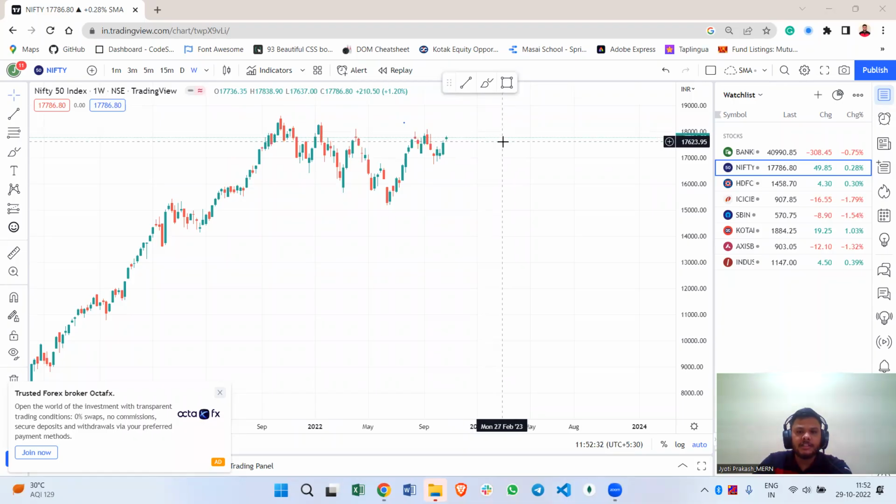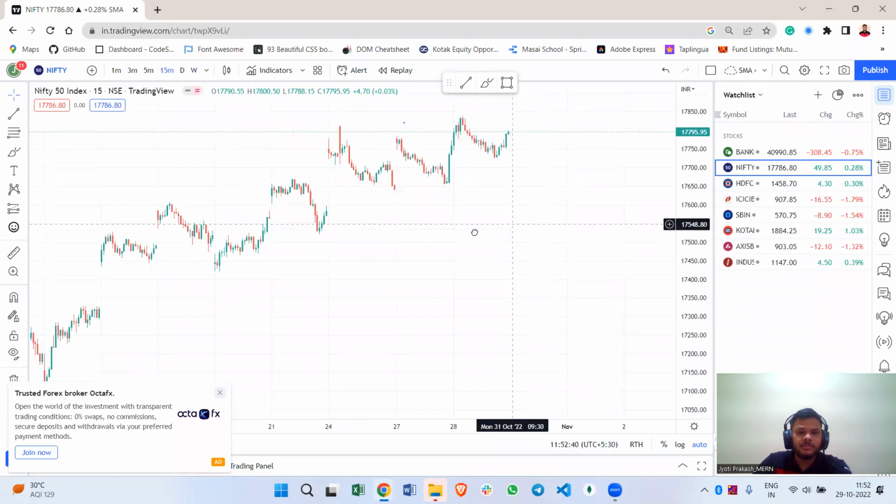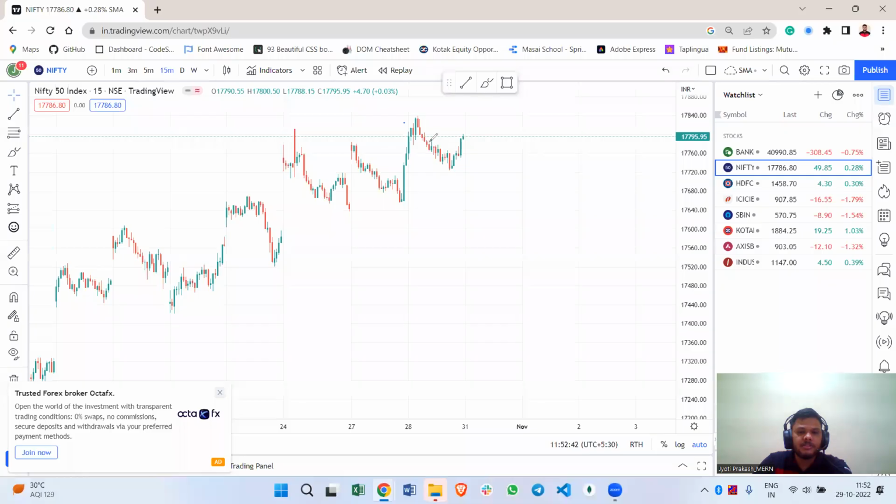And for selling, it needs to close below 17,650 or 17,600. Then we can expect some selling pressure here also. Now let's look into the 15-minute candle. Here you can see that Nifty opens flat and continues to go up.